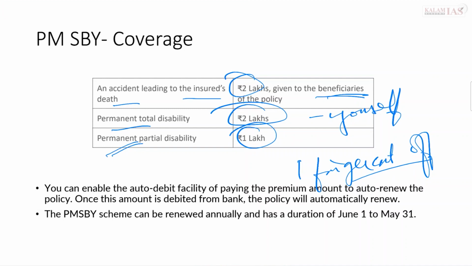You can enable the auto debit facility. Once this amount is debited, the policy will automatically renew. So even if you have cancelled the payment once, you can renew it automatically. The PM Suraksha Bima Yojana can be renewed annually and has a duration from June 1 to May 31st.